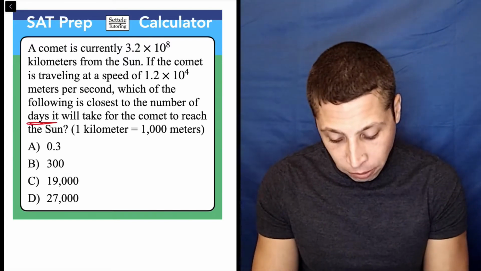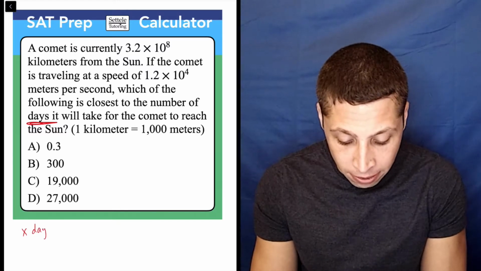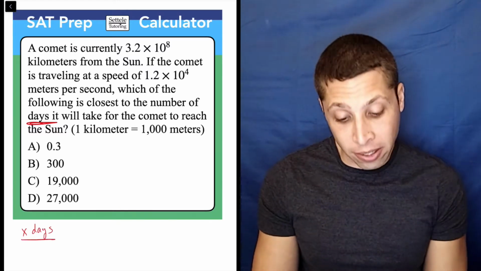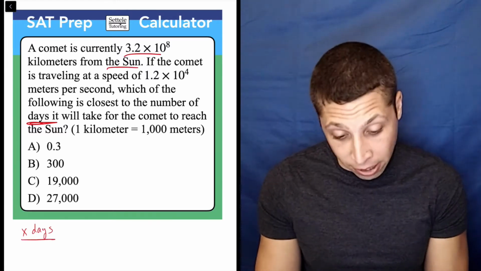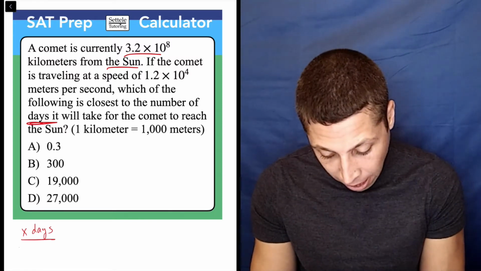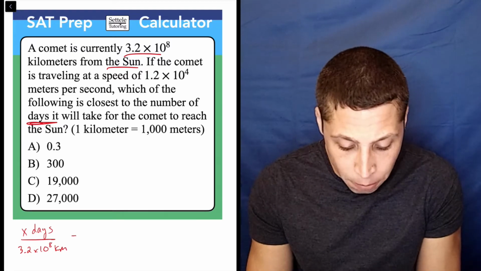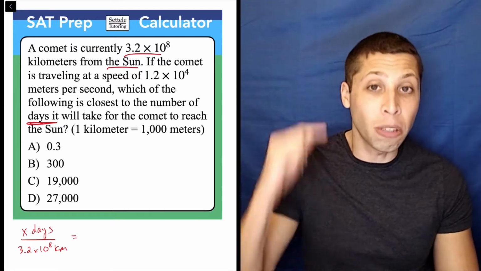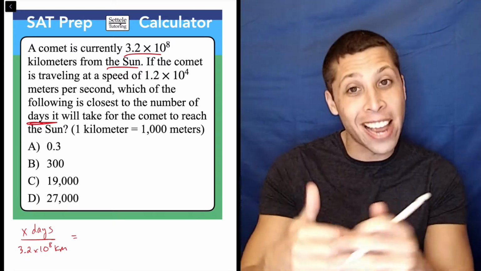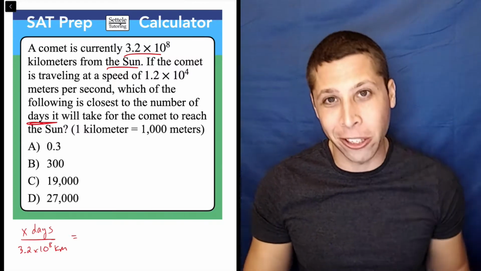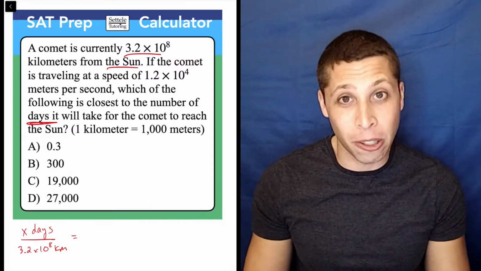So I would start with something really simple. X days over, well, how far away is the sun? The sun from this comet is 3.2 times 10 to the 8th kilometers. Notice I'm writing the units. That is the most important thing. You have to write them down because now we're going to create other ratios that use these units and eliminate the ones we don't want.